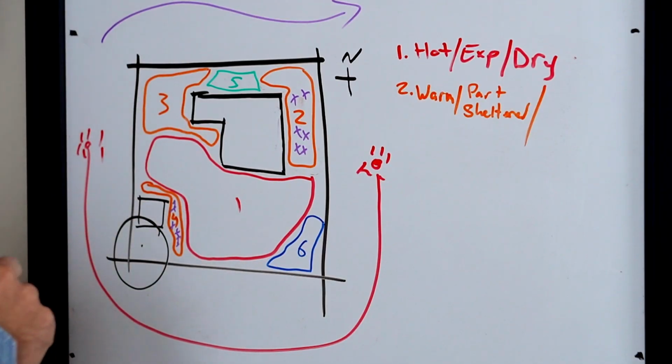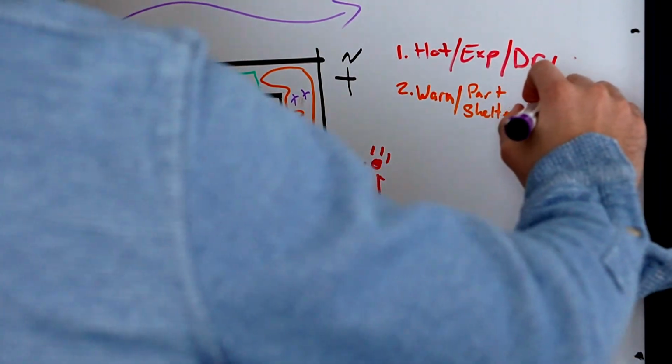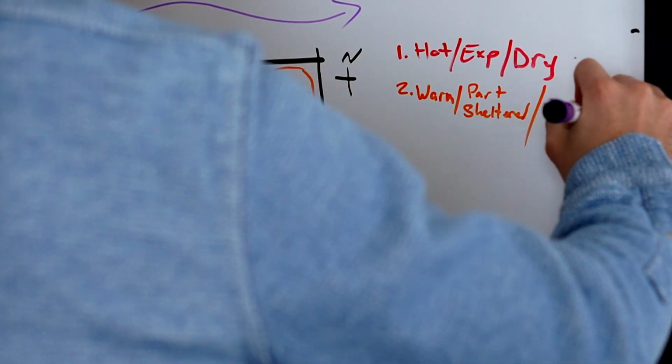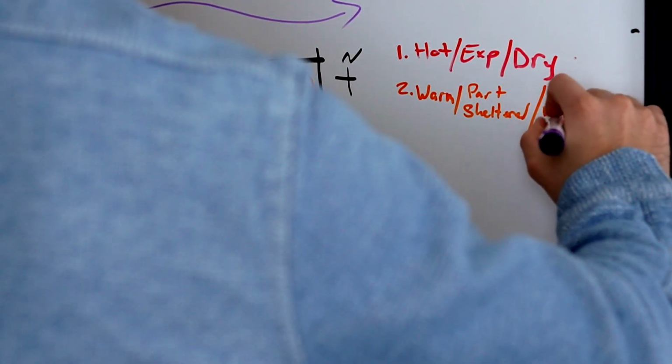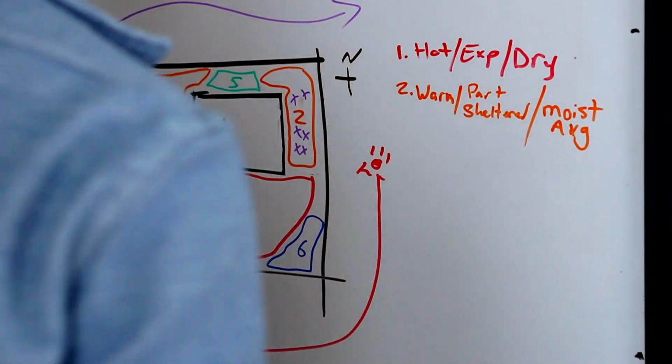So we're gonna call it everyone's favorite word. Say it with me. We're gonna say it's moist. Moist or average, medium, whatever you want to call it.